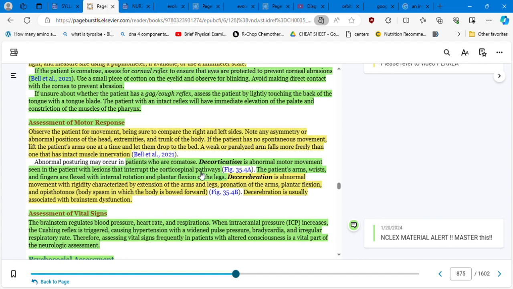In patients who are comatose, decortication is abnormal motor movement seen in patients with lesions that interrupt the corticospinal pathway. So they are going to have the arms touching their heart, the decortication. The patient's arms, wrists, and fingers are flexed with internal rotation and plantar flexion of the legs. This is different from the abnormal movement, as we saw, with rigidity characterized by extension of the arms and legs, pronation of the arms, plantar flexion, and opisthotonos, which is the body spasm in which the body is bowed backward.